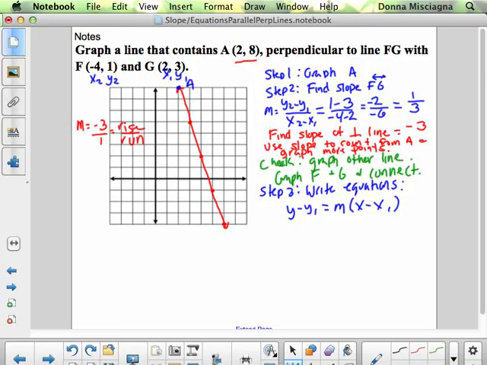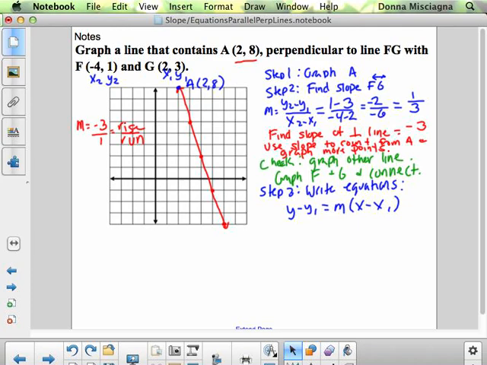All right, and that point is (2, 8). That's the one point we know for sure that we were given. Of course, we have other points now that we've counted, but what we don't have is the y-intercept. So when we get to step 3 and we write the equations for our lines, we will be using point slope for writing the equation of the line that goes through point A.